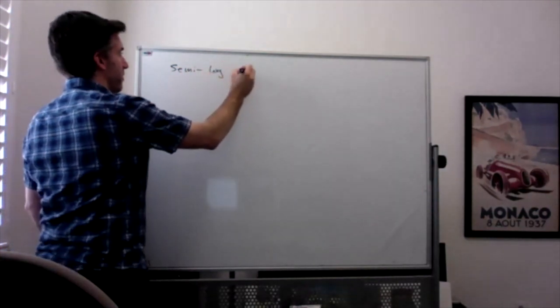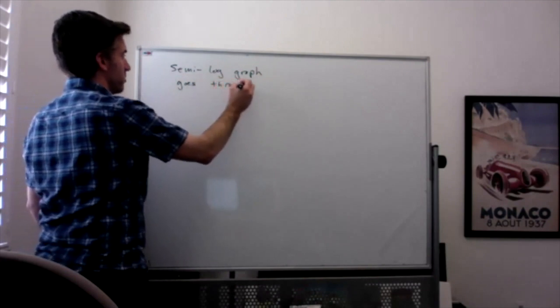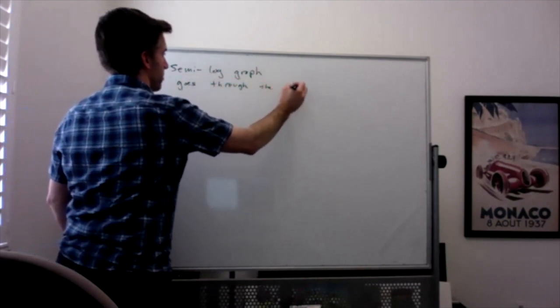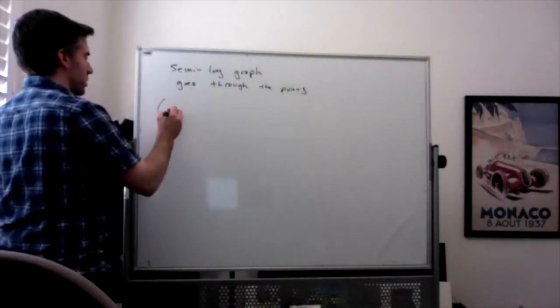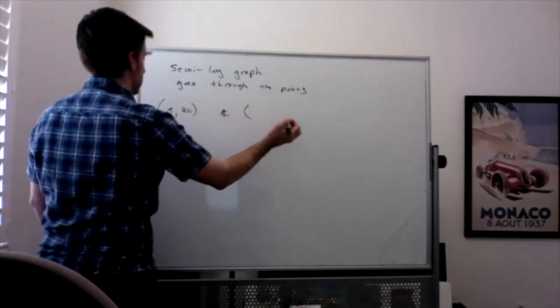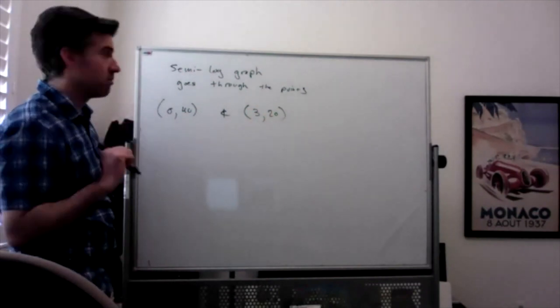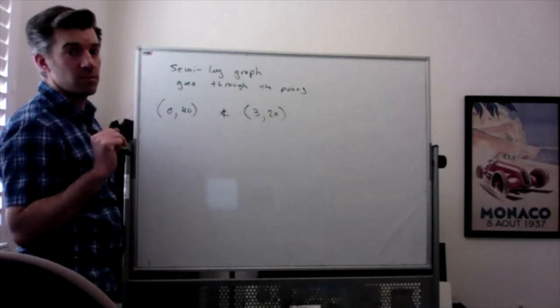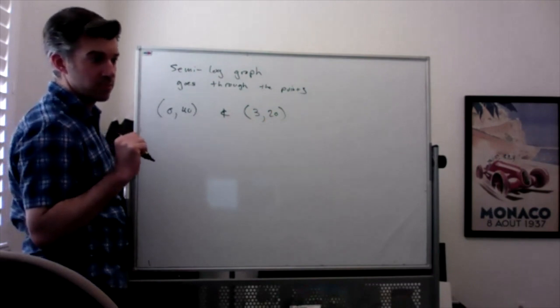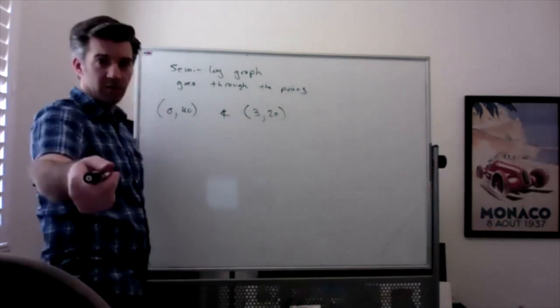Let's say that we know that our semi-log graph goes through the following points: 0, 40, and 3, 20. For the problems that I had, she gave us a table, and we were supposed to figure out if it was either semi-log or which one fits better, semi-log or log-log. That's kind of what we were just doing in the previous example.